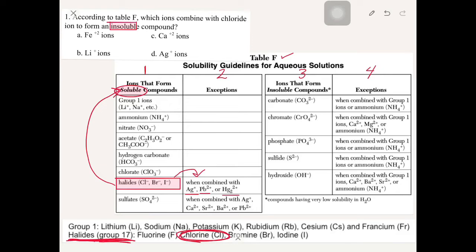So it wants me to find something that is insoluble. I'm looking for either silver, lead, or mercury. Oop, there it is, silver. That would be our answer to number 1, because chlorine, when it combines with silver, is going to be insoluble.